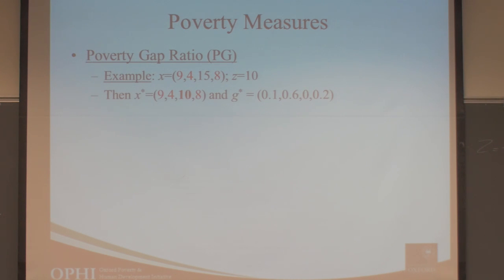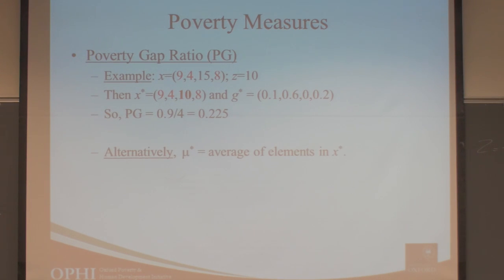So you have this example. If you have x, then x star you get. So g star is nothing but taking the normalized gap of these particular measures. So the poverty gap is nothing but you sum them up, 0.1, 0.6, 0, 0.2, 0.9 divided by 4 is 0.225.